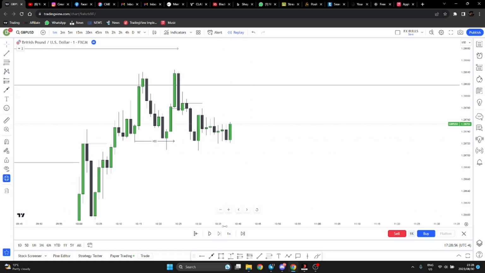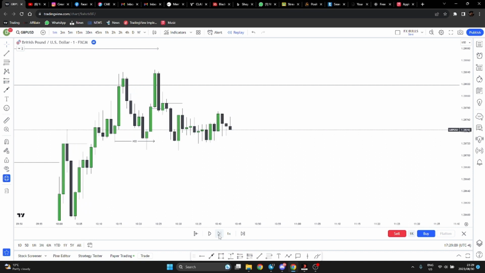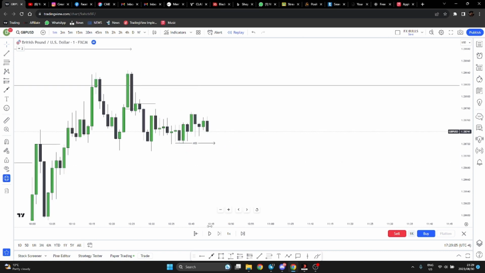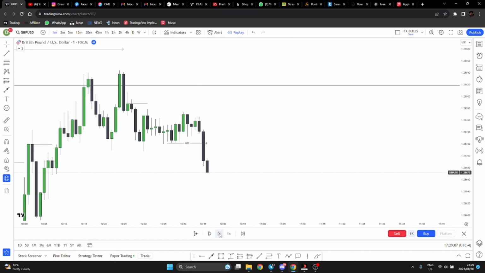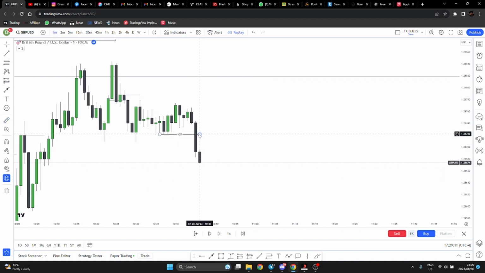Market's basically just consolidating right now. There we go. Finally, we've got a market structure shift. And we get displacement. And this is strong displacement, so I really like that. Got our displacement there. This is still within my trading zone, trading range.